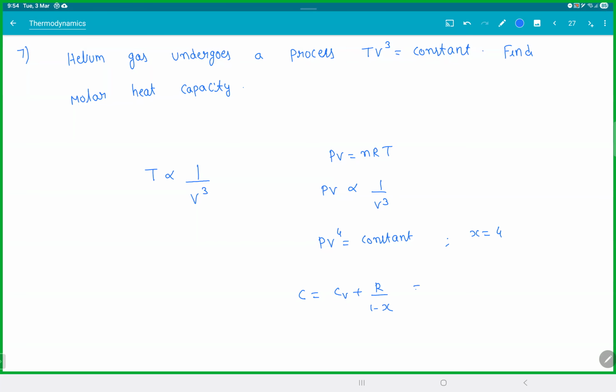It is a helium gas, so monatomic, Cv will be 3R by 2. This will be R by 1 minus 4. So 3R by 2 minus R by 3, that would be 7R by 6. Easy. Again, nothing out of this world. That's what I keep saying: questions will be like this only at a mains level. You should know your formulas, right? Clear? Let's see the next one.